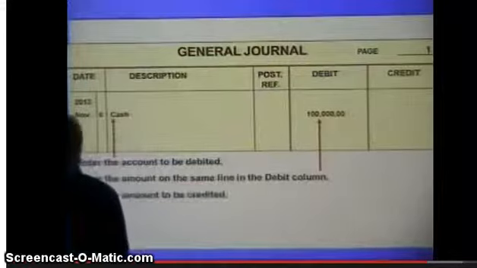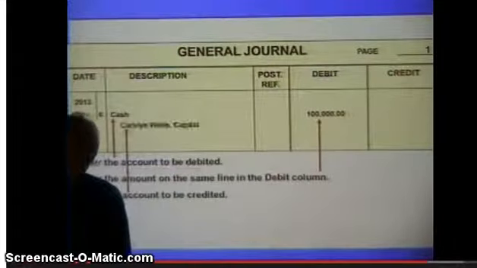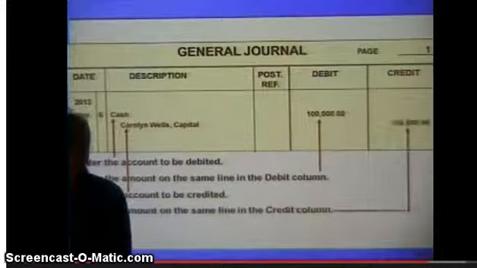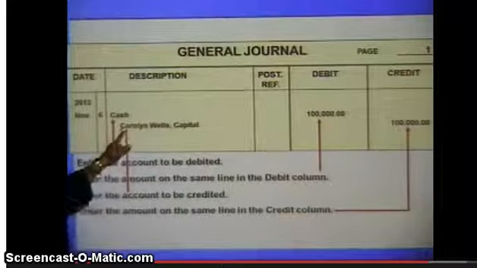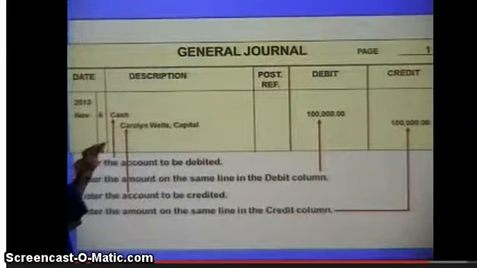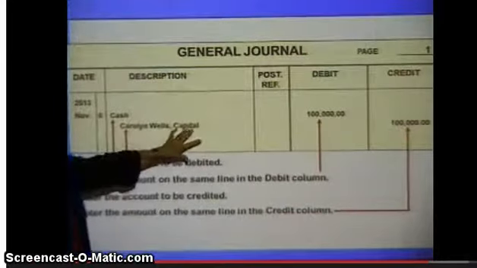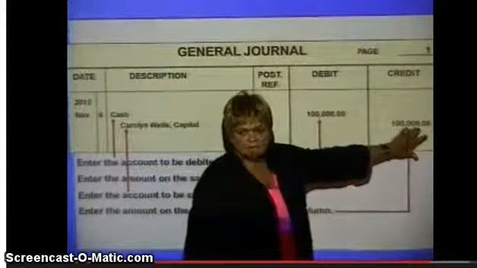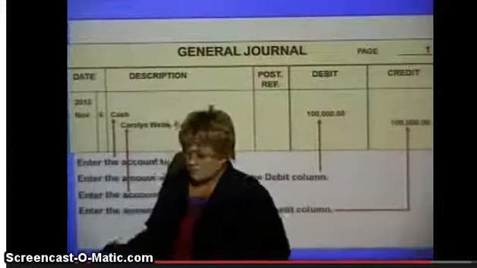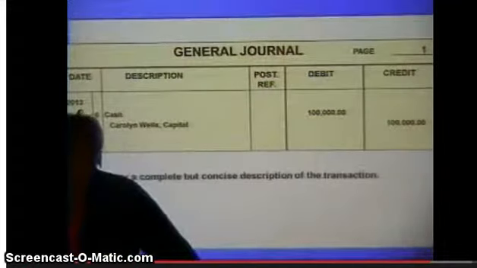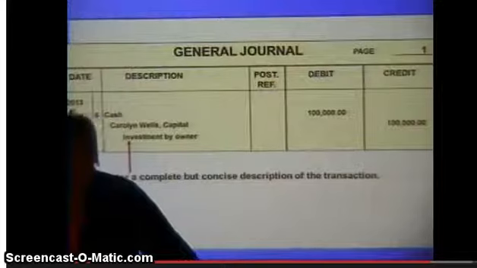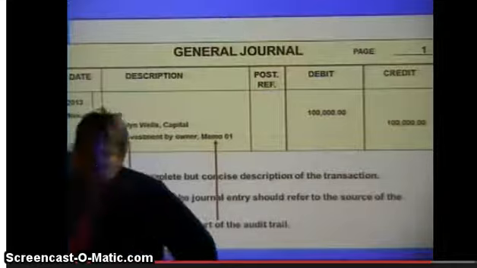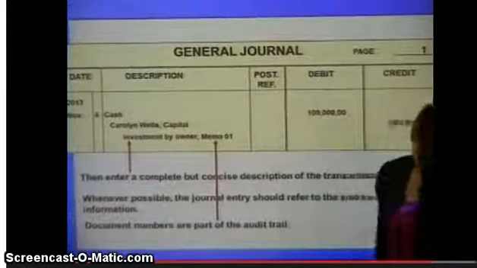What else happened in that transaction? Which account was credited? Do y'all remember? The capital account, right? And so we indent about a half inch, show the name of the account to be credited, and we show that amount in the credit column. That's our first transaction. Then we put a little description in there to tell what happened. And then you leave a space, and you're ready to do your next transaction.